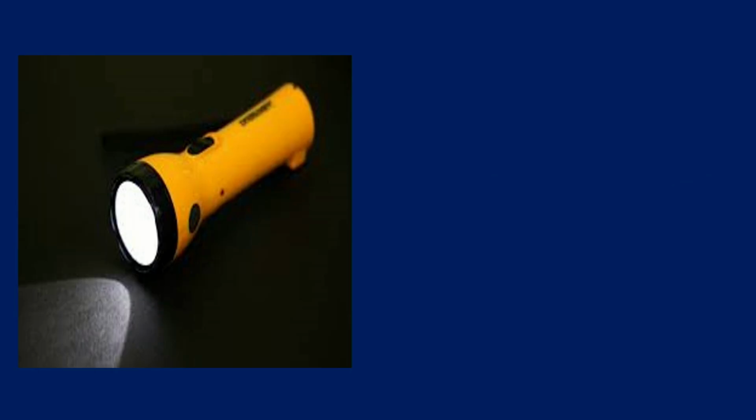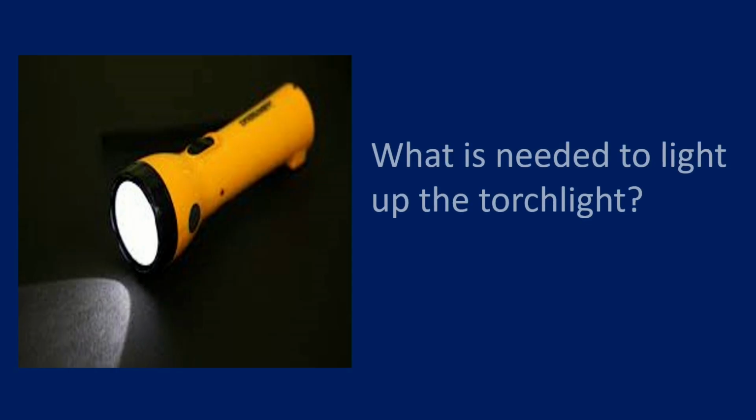Have you seen this? It is a torchlight. Now it is in on position. That means it is giving us light. What is the source to give the light from this torchlight? These are the batteries. What is needed to light up the torchlight? It is nothing but power in the batteries. If they are exhausted, we won't get light in the torchlight.